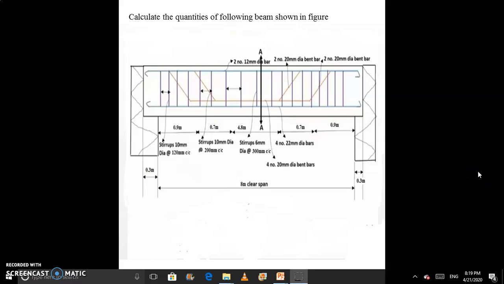Hello everyone, this is part 2 of lecture number 10, in which we have already found various quantities of the beam. Now we discuss our second part, how we find the other quantities of reinforcement. So in this beam we have found main bars, bent up bars and anchor bars. Now we have to find the weight of stirrup bars.